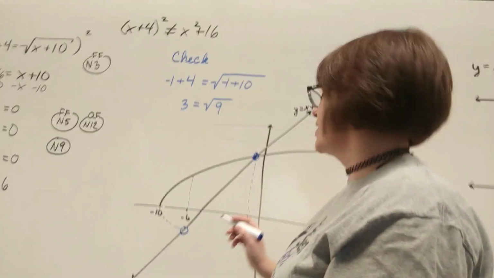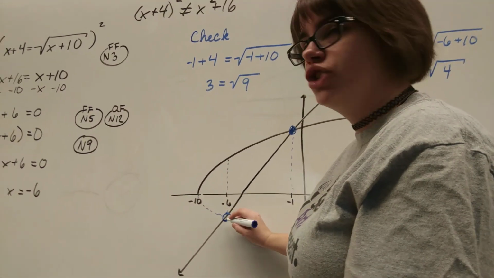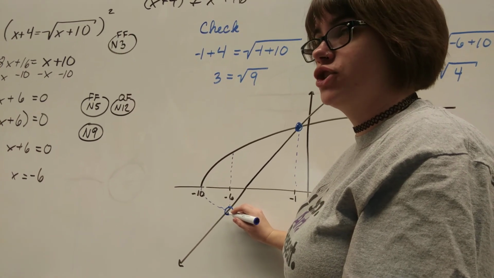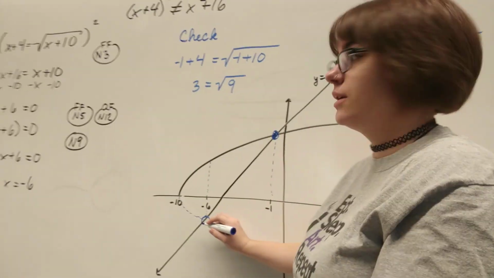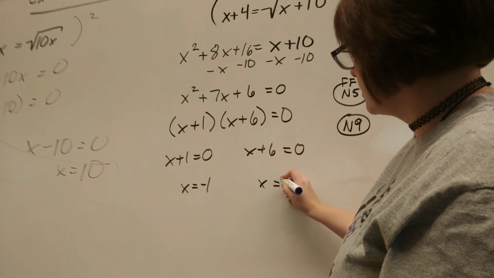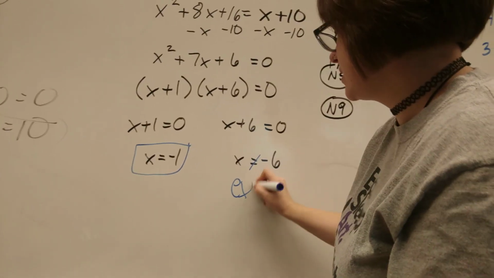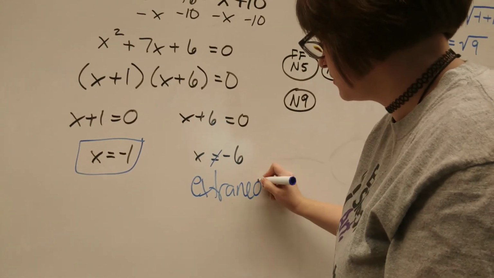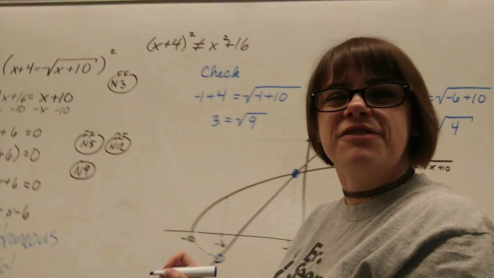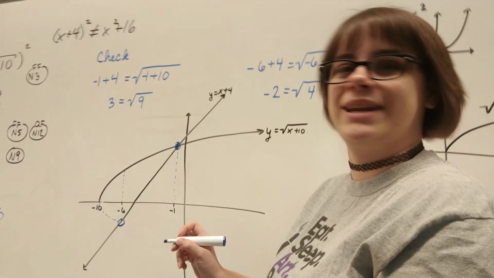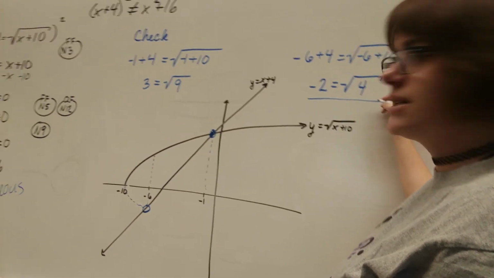Thank you. Okay, so let's look at this. So this -6 should indicate an intersection, but the square root sign, the radical, is what's getting in the way. So x does not equal -6. X only equals -1, and this is an extraneous solution. It kind of should have sort of existed, but it actually doesn't. And we can see that with our check that this doesn't work.